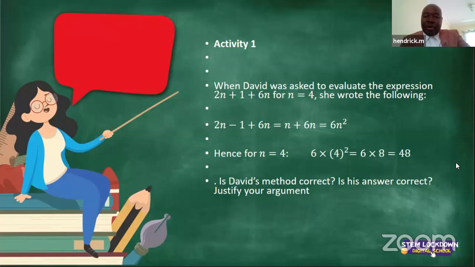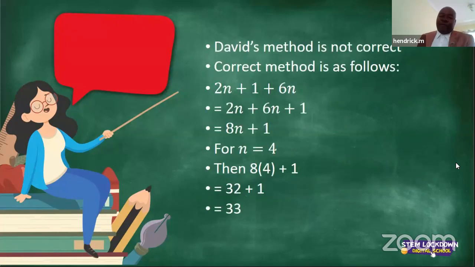Now, the substitution as well is wrong. If you look at the substitution that David did, he said 6 times 4 squared, where 4 squared gave him 8, but 4 squared should be 16. So he said 6 times 8 is 48. So the method that he used is wrong, and the answer that he got is also wrong. The substitution that he made is wrong altogether. Therefore, Ntokozo was correct. As you can see, we have agreed that David's method is not correct.